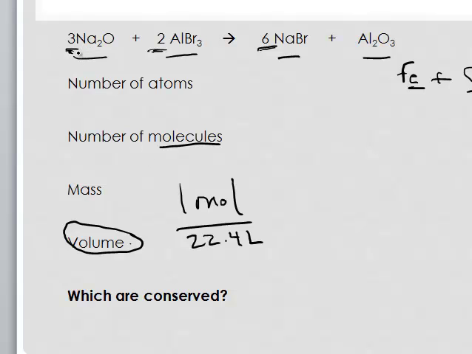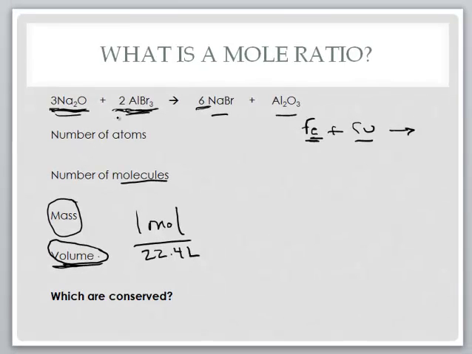So again, the coefficients can represent atoms, they can represent molecules. In other words, you can say 3 molecules of sodium oxide react with 2 molecules of aluminum bromide. And they represent volume. Now with mass, what we're going to do is convert from moles to mass. So these coefficients do not represent strictly mass. They can represent atoms, molecules, volume, and of course moles.